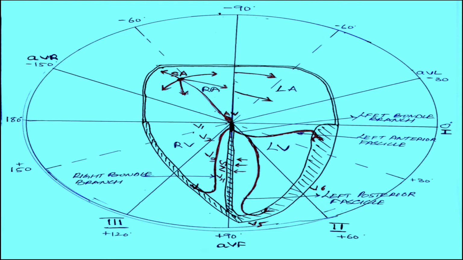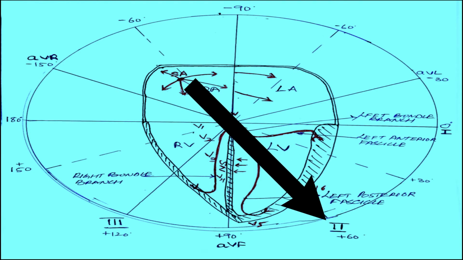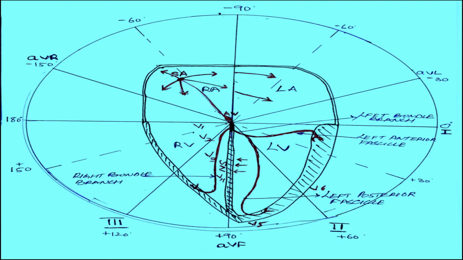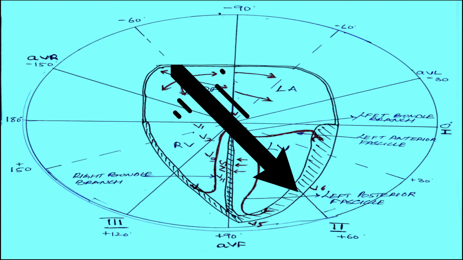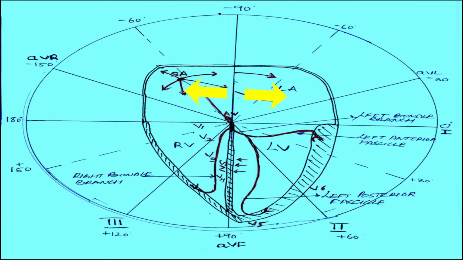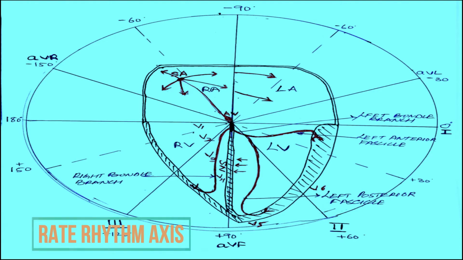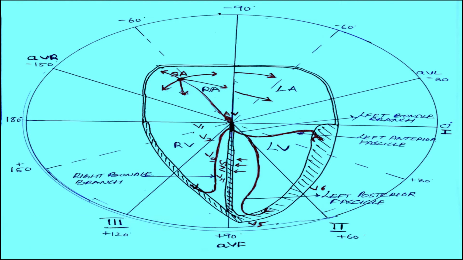In this video we'll discuss conduction abnormalities, and for that we have to know what the normal conduction is like. As in the previous videos we have discussed, the impulse starts from the SA node and spreads to the right atrium and the left atrium. Then the impulse reaches the AV node, where there is a little delay, and then it goes to the bundle of His, from where two branches start, a right bundle branch and the left bundle branch.